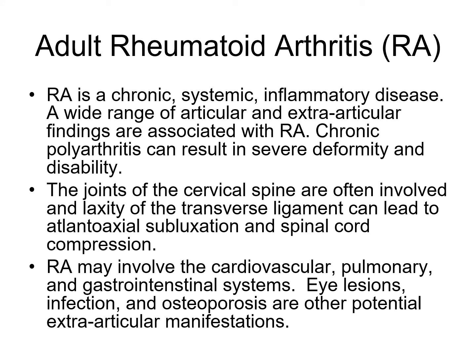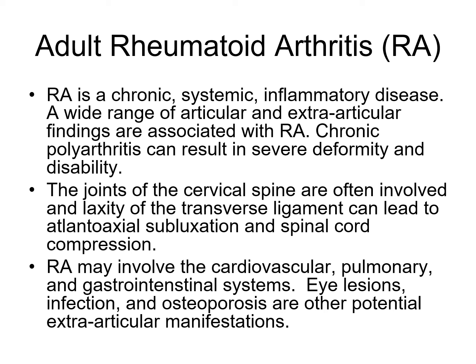A more systemic arthritis, one that affects multiple joints, is rheumatoid arthritis. This is a chronic, again, systemic inflammatory disease that has within-joint and extra-joint findings, and chronic polyarthritis, meaning more than one joint, can result in severe deformity and disability. The joints of the cervical spine are most often involved, and laxity of the transverse ligament in the cervical spine can lead to subluxation of the occipital C1 joint and spinal cord compression, which could be life-threatening.